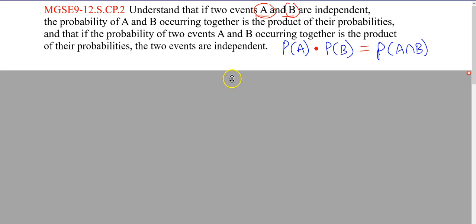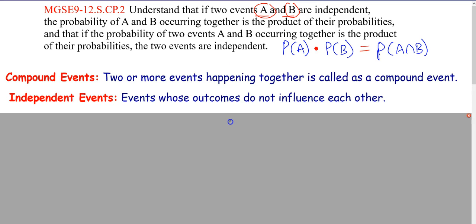So before that, we need some basic vocabulary. So the first one, compound events. That is, whenever you have two or more events happening together, then you call it a compound event. That is, more than one event that is taking place in that time. We can say that it's a compound event. In this case, A is one event and B is the other event. So more than one event. Hence, in this scenario, it is a compound event that is taking place.